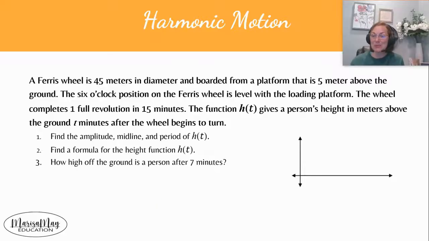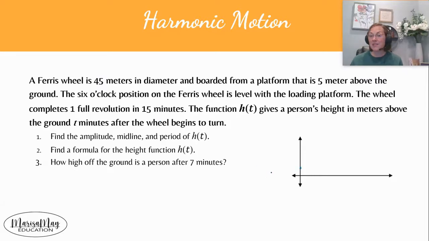In this video, we will take a look at a harmonic motion word problem. Now, we're told that a Ferris wheel is 45 meters in diameter, and it is boarded from a platform that is 5 meters above the ground. So the 6 o'clock position of the Ferris wheel is level with the loading platform, and the wheel completes one revolution in 15 minutes. So let's just sketch what's going on.